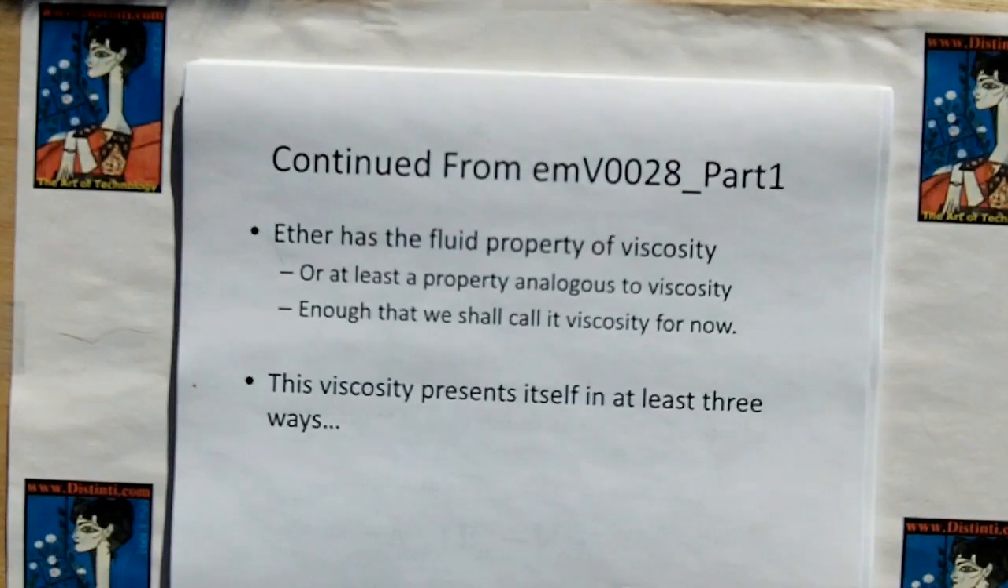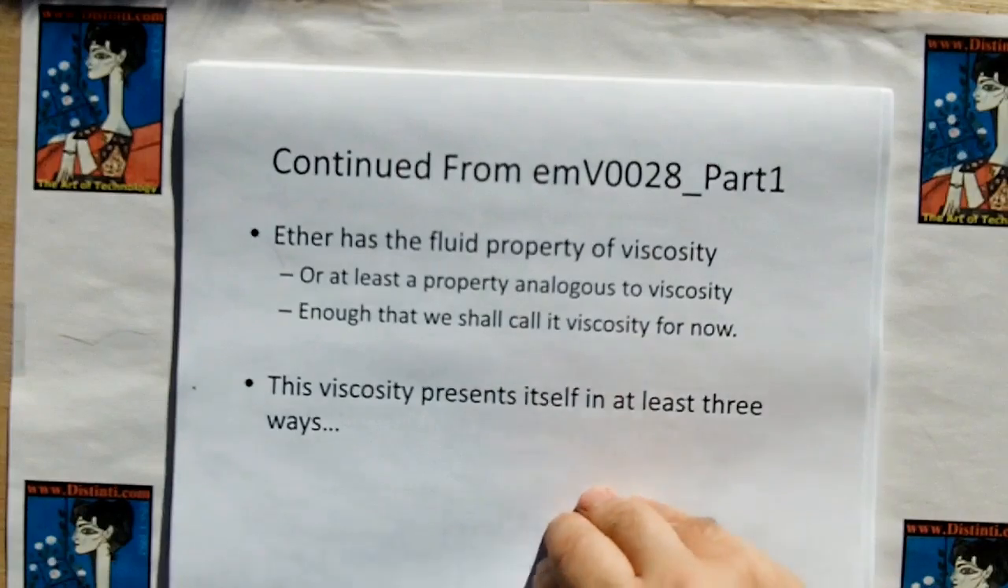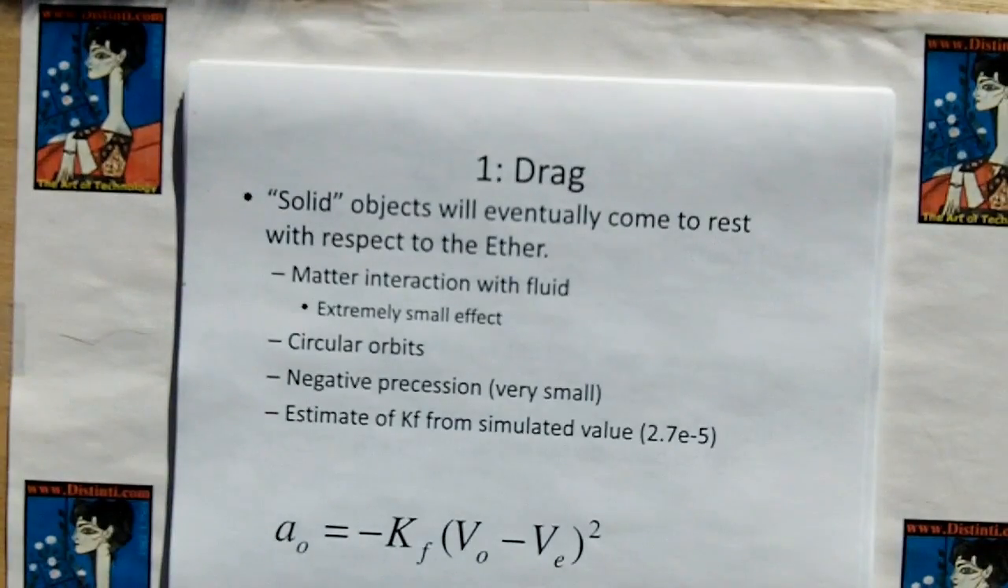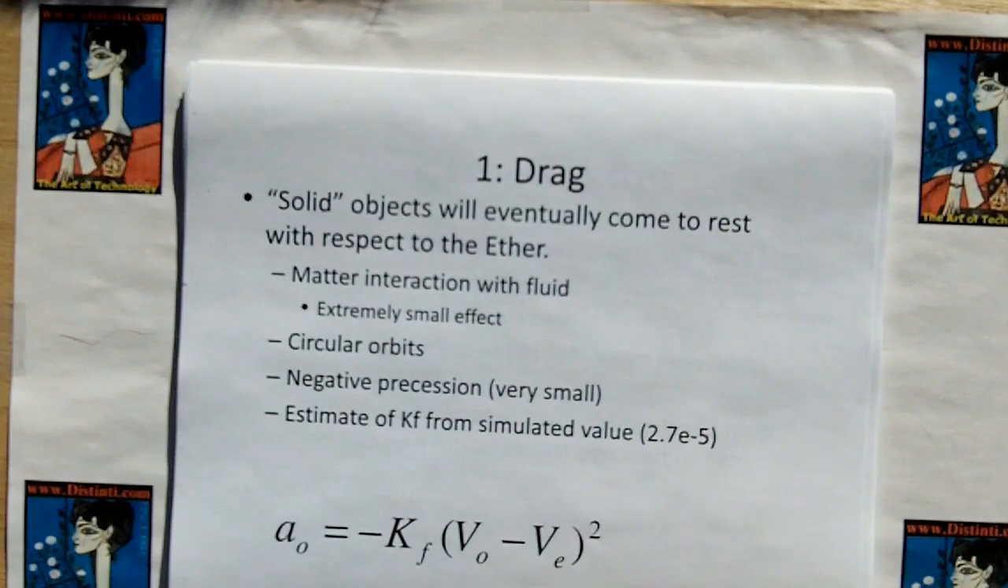Okay, from video 28 part 1, ether has the fluid property of viscosity, or at least a property analogous to viscosity, enough that we'll call it viscosity for now. And the viscosity presents itself to us in three ways. Number one is drag. A solid object moving through the ether will eventually come to rest with the ether because of drag. But it's a very slow process. You may not even be able to detect it over our lifetimes, but it's there.